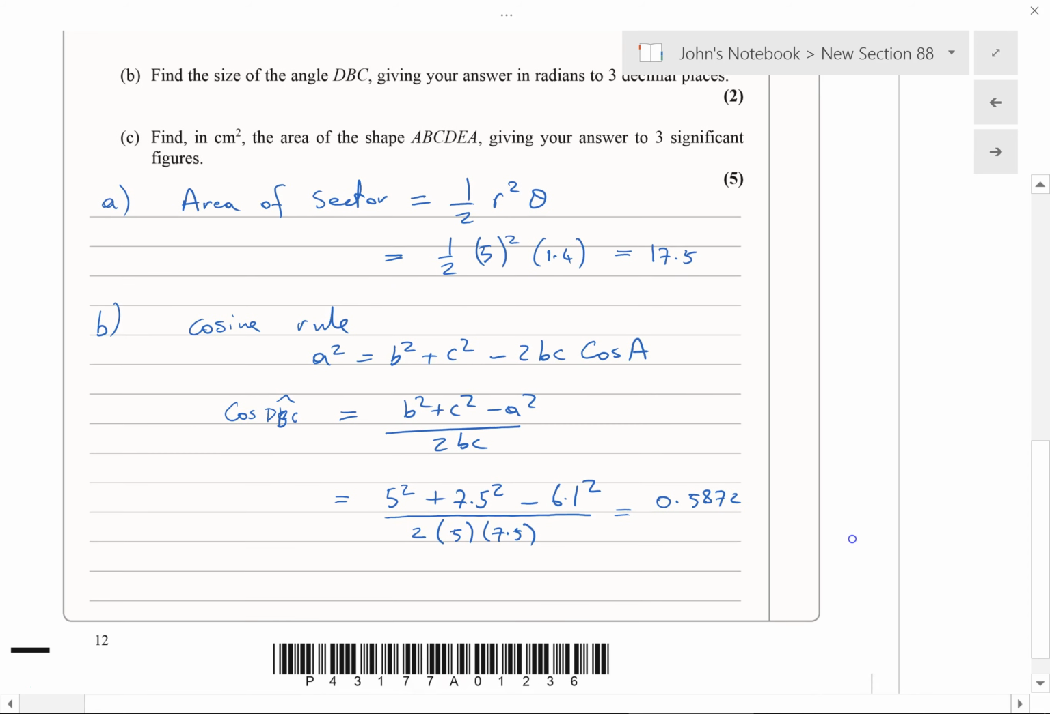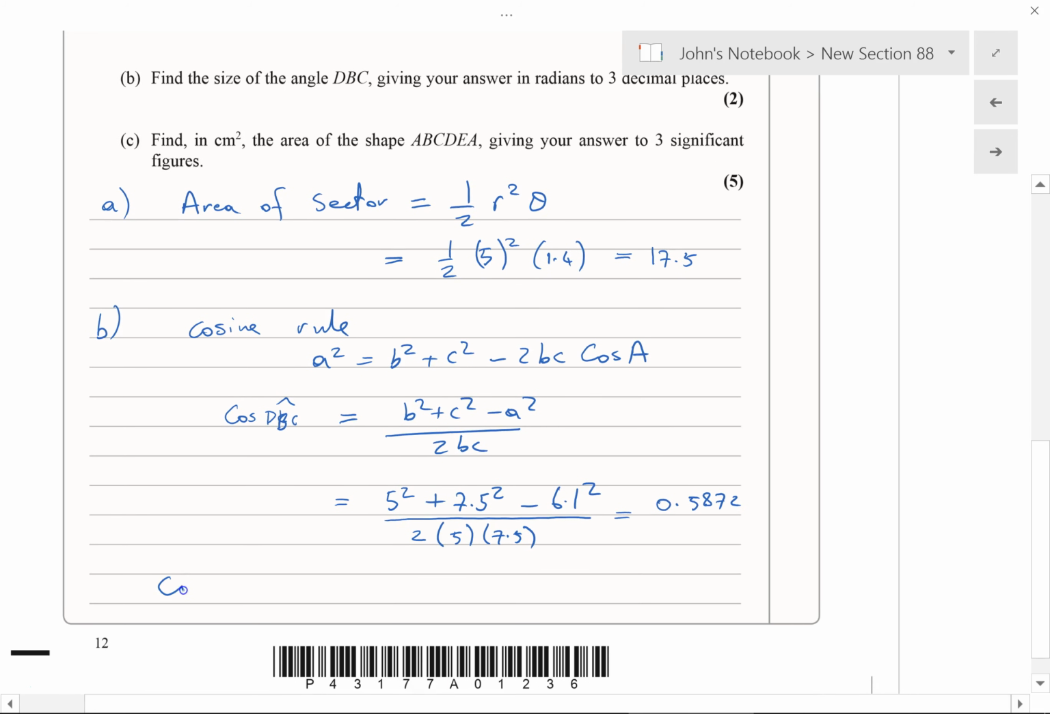That comes to 0.5872. So we need to work out the inverse cos of that. And that comes to 0.943 to 3 significant figures.